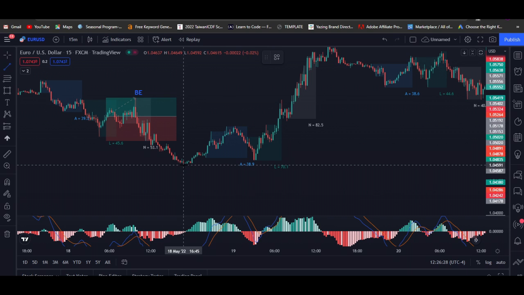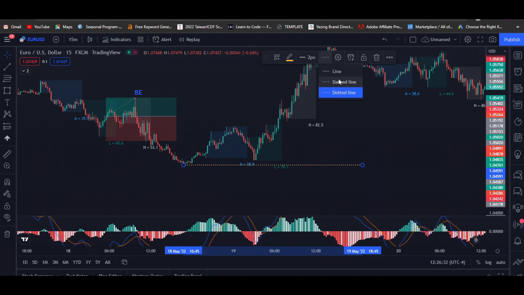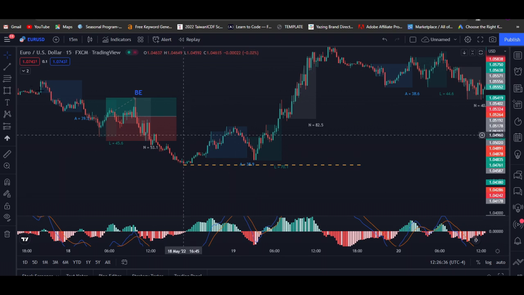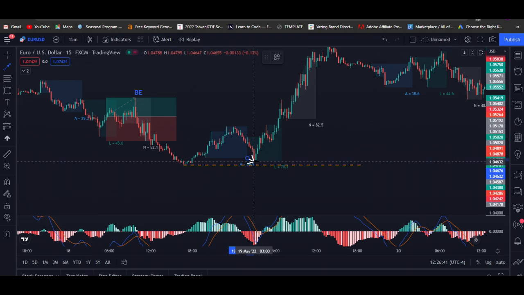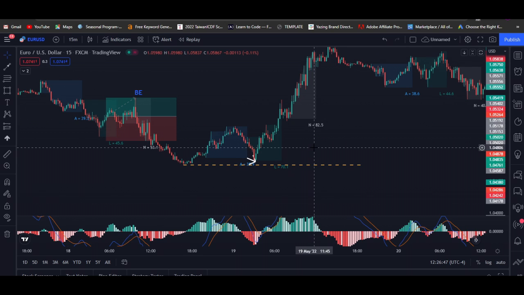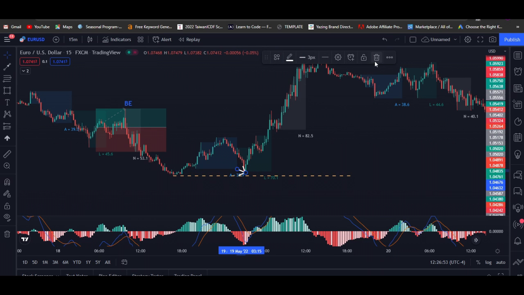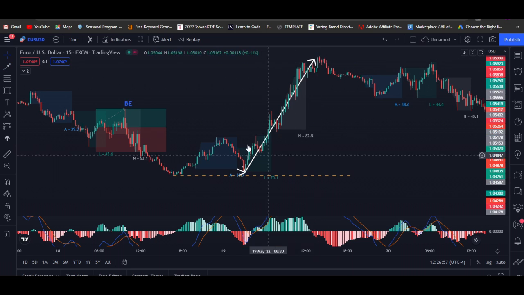Which would have been right here. And as you can see, price dropped below the Asian session box and came very close to the previous day's low, which means that this trade is a reversal buy setup. Price went down and the price shot up for a reversal buy.